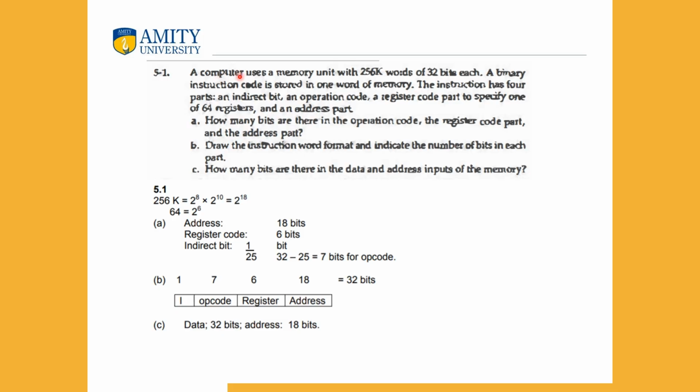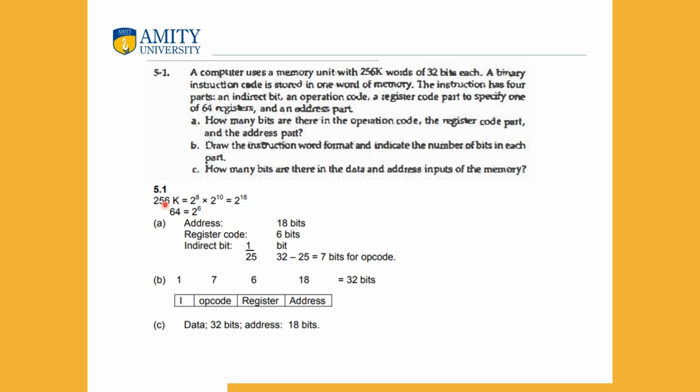It has been divided into 4 parts: the indirect bit, OP code, a register code that specifies one of the 64 registers. So that means the system has 64 registers, and the register code is used for specifying one of them. And finally, we have the address part. The first part says how many bits are there in the OP code, the register code part, and the address part.